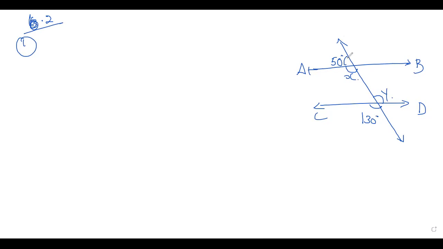130 is equal to, see, the angles on the same side of the transversal are called corresponding angles. X and 130 are called corresponding angles and they are equal. So you can write directly x is equal to 130. And here, what is y? You know, vertically opposite angles are equal. When two lines intersect each other at a point, opposite angles are equal. It is 130, so y is also 130.